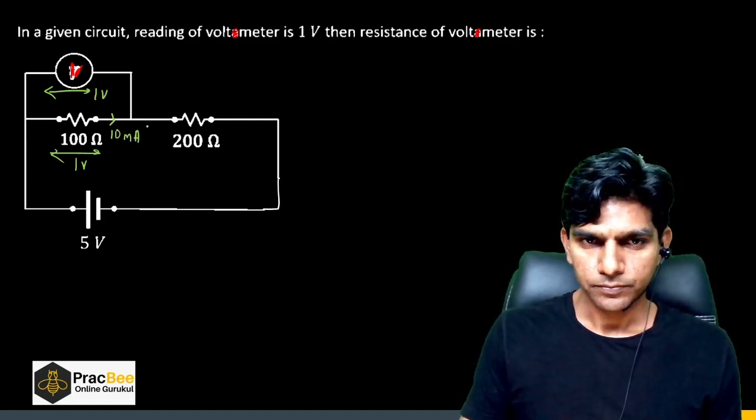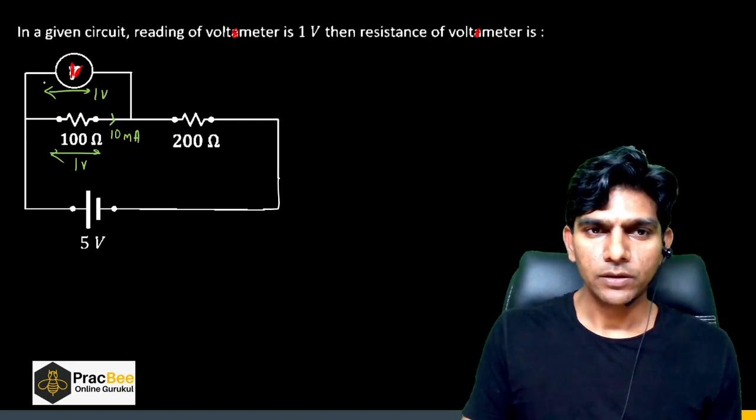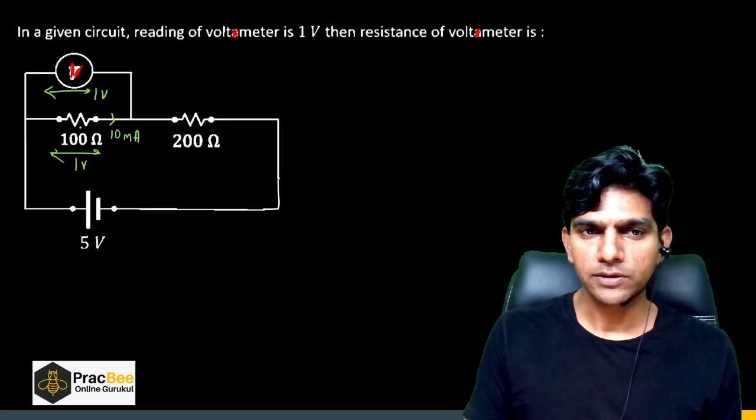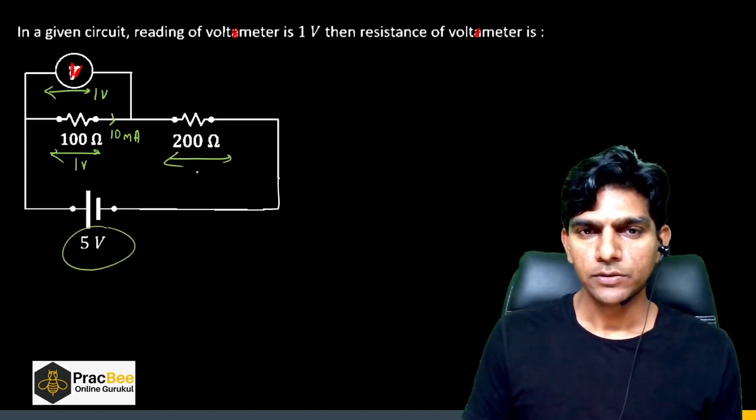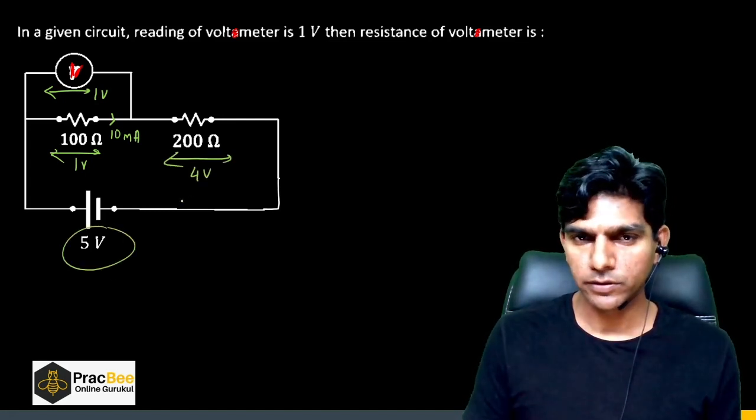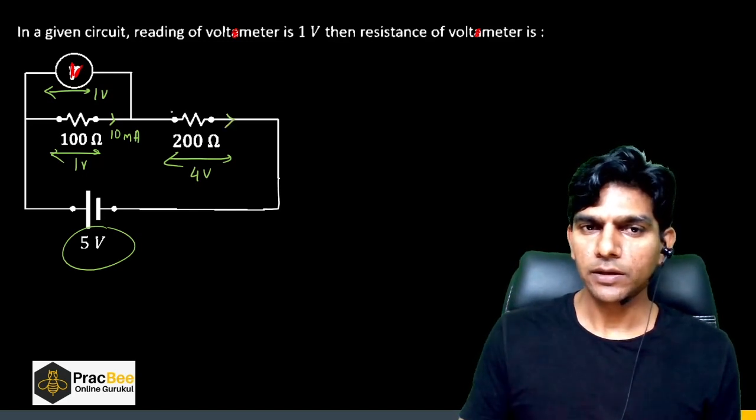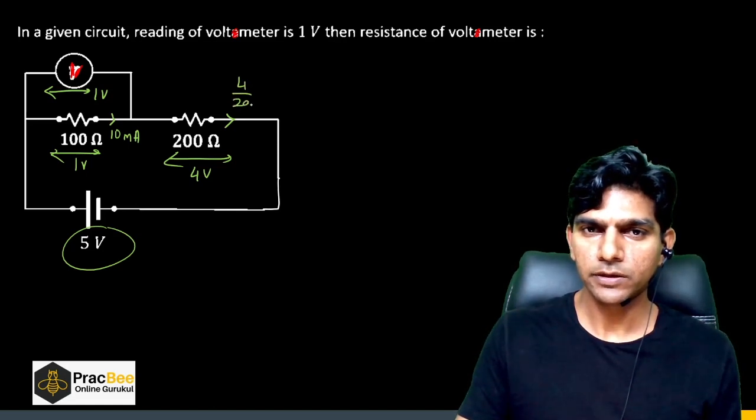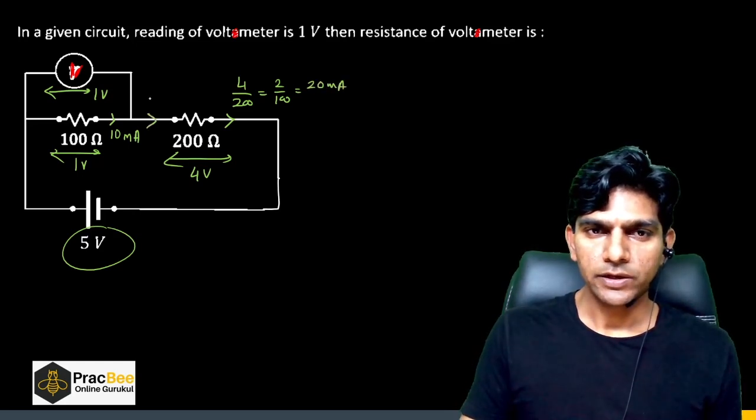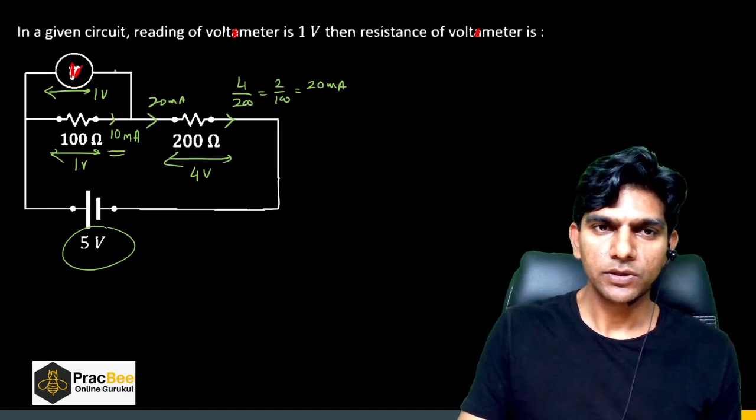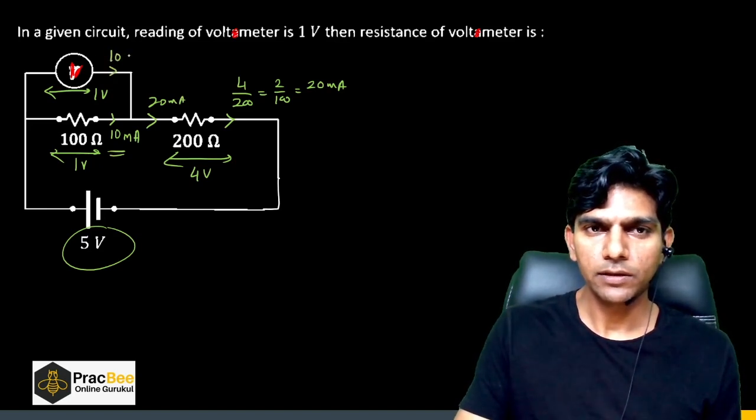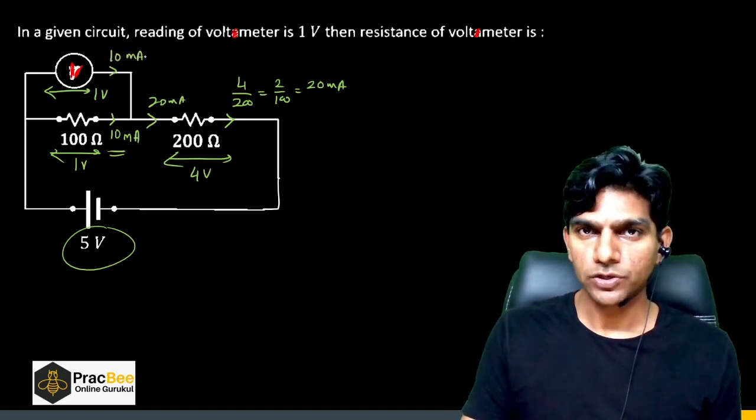And if 1 volt is across this 100 ohms, then the remaining 4 volts, because it is a 5 volt battery, will appear across the 200 ohms resistor. So from here we can find the current through the 200 ohms resistor. That will be 4 divided by 200, and I can write this as 2 by 100, so it will be 20 milliampere. So if this is 20 milliampere, this is 10. So the current through the voltmeter will be 10 milliampere by Kirchhoff's junction law.